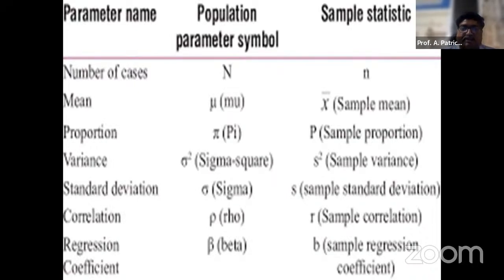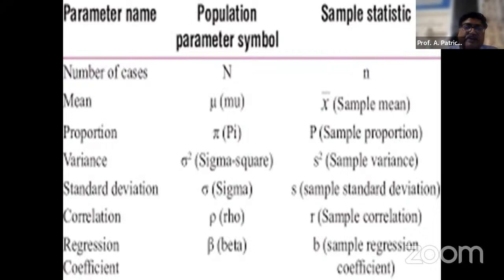If it is mean, I would say mu for a population and x bar for a sample. If it is proportion, I would call it pi, and for sample, small p, and capital P for population actually. For variance, we call it sigma square. We don't use standard deviation when it comes to sample, so we call it standard error. Here we say S square, the standard error square.